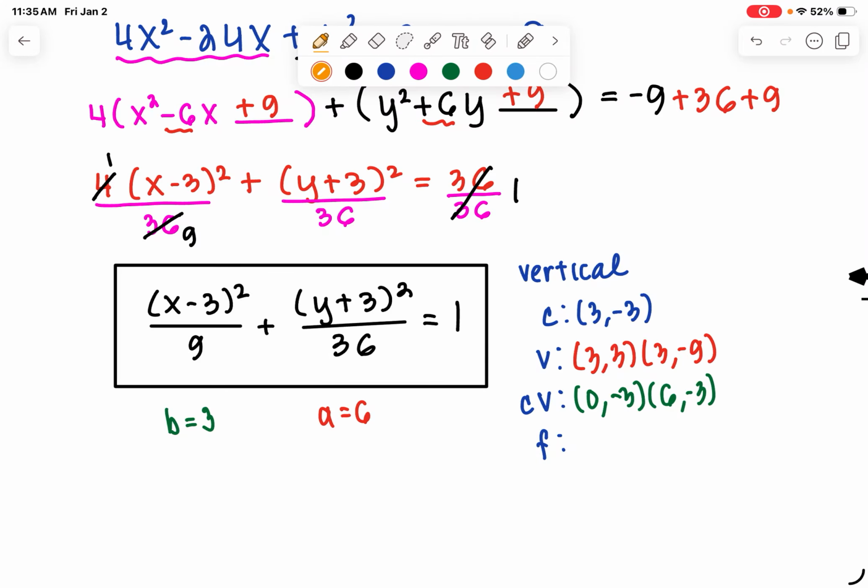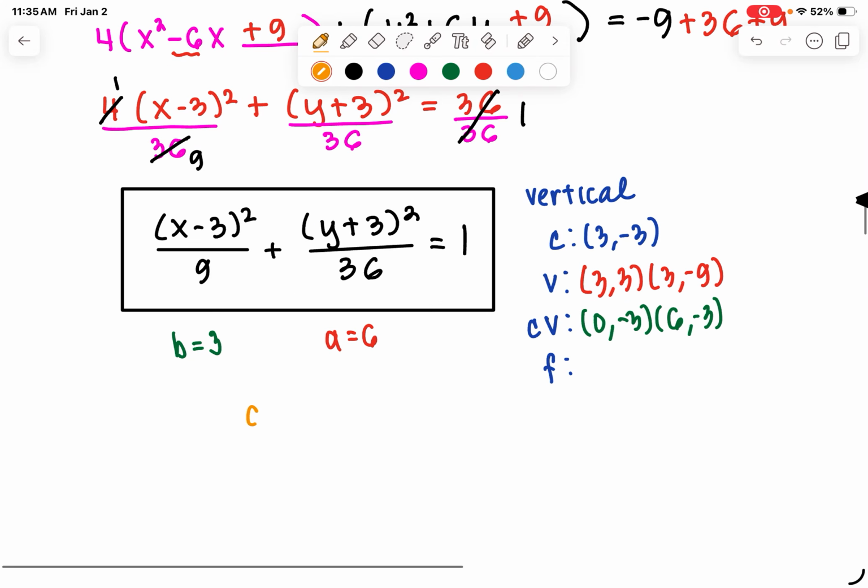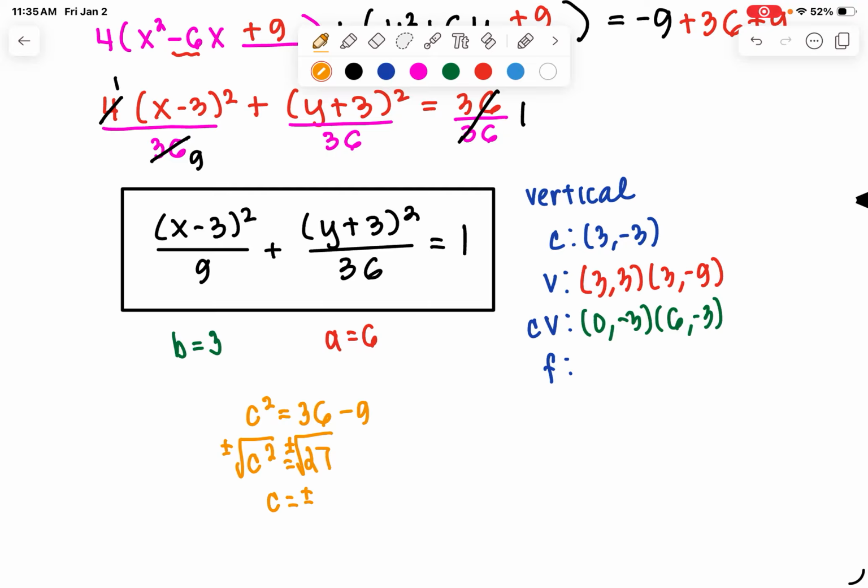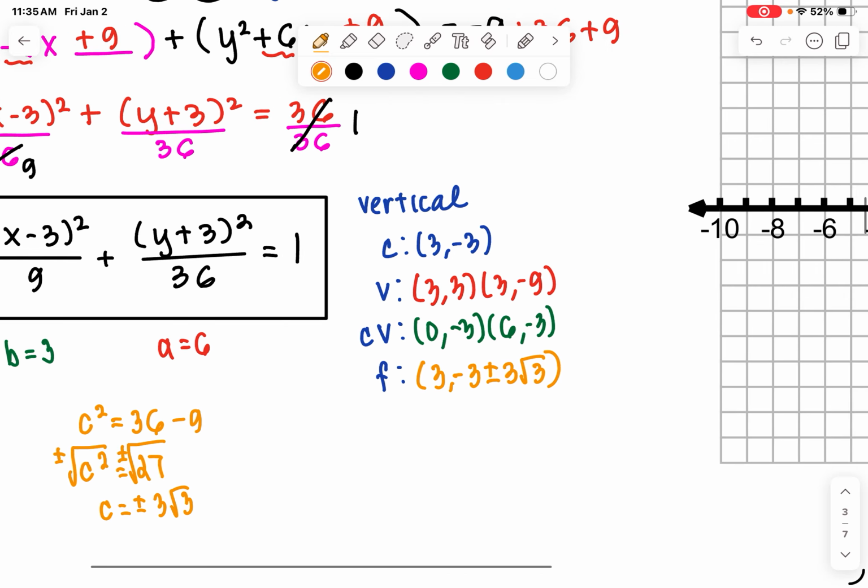And then my foci are C units from my center, where C squared is equal to A squared, which is 36, minus B squared, which is 9. So we have C squared is equal to 27, square root, plus or minus. So C is equal to plus or minus, 9 goes in there 3 times, so 3 root 3. Since this is vertical, I'm going up and down from my center. So that's 3 comma, negative 3 plus or minus 3 root 3. Holy moly, that's a lot of 3s in that problem.